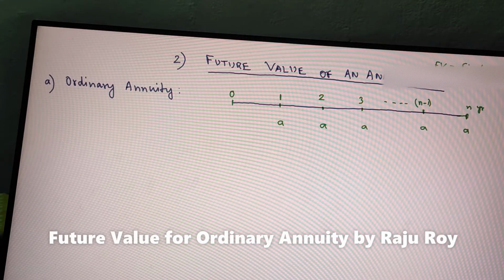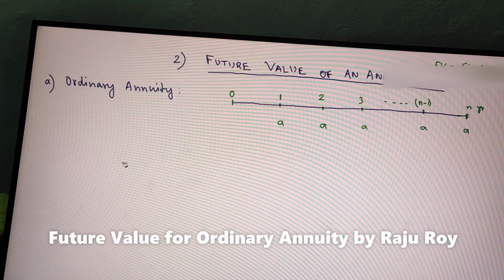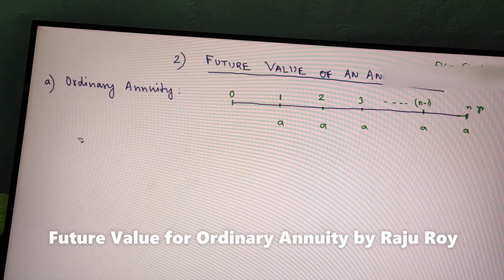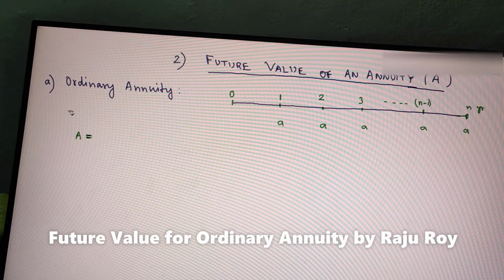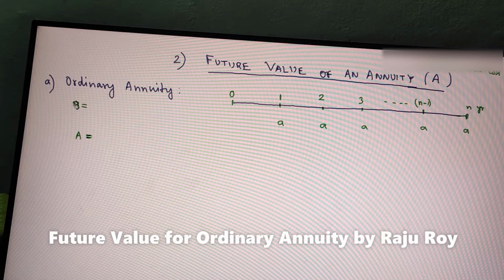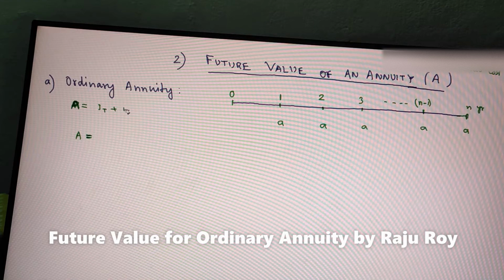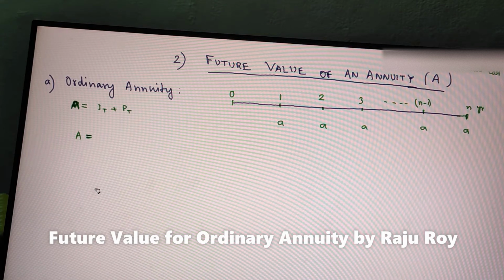Okay, A. So what is A? A is nothing but whatever amount you are paying. For that you will gain some interest, right? So interest plus principal will give you this future value. The future value, which I am denoting by A, is nothing but the total interest plus the total principal you are paying. Okay, total principal you are paying.